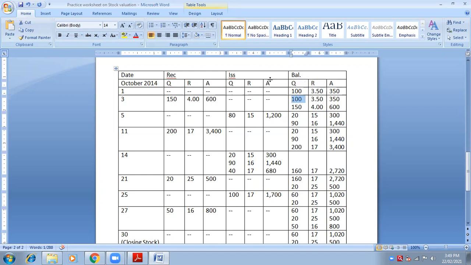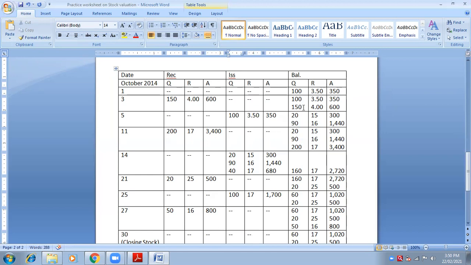To issue 200, what do you have in your first stock? How much is there in your first slot? 100. So first 100 will be issued. So what is the rate of 100? 3.50. So what will be the amount of 100 into 3.50? 350. Very good. But we wanted to issue 200 units, and right now I have issued only 100. So how much is yet to be issued? 100 units. Yes. So from the second slot, I will pick up 100.